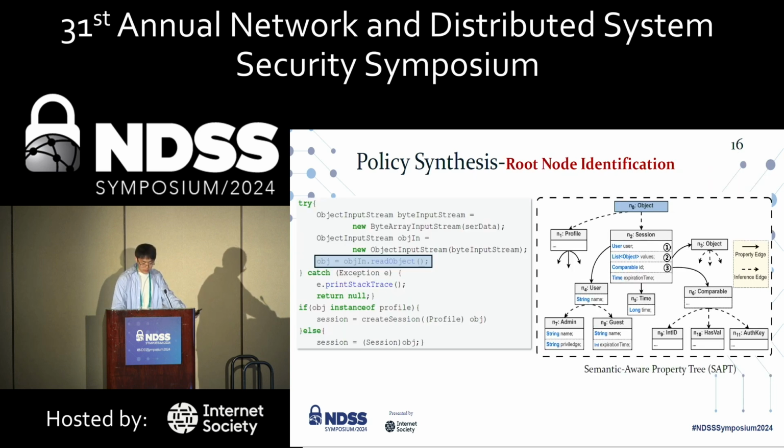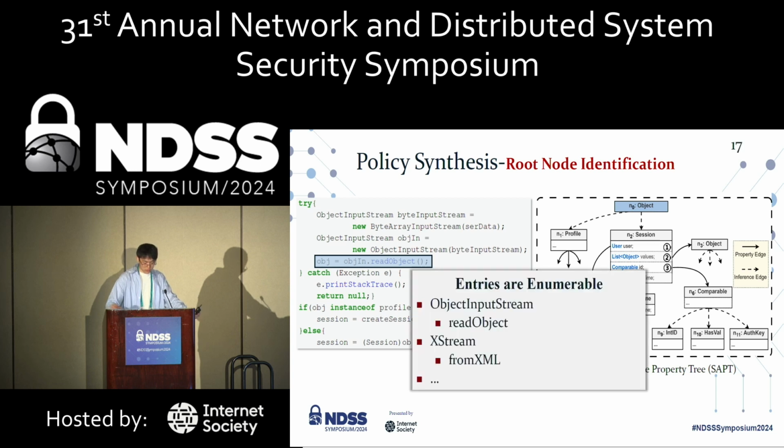Since the deserialization entry methods of libraries are limited, DeseriGuard can identify root nodes by locating these method invocations.